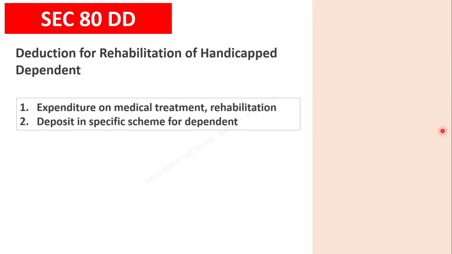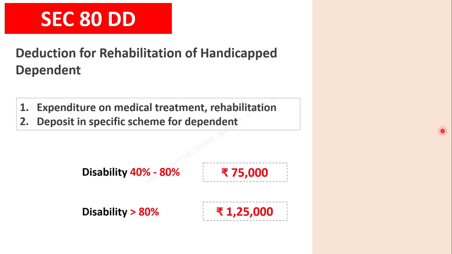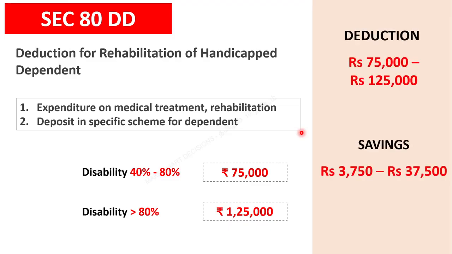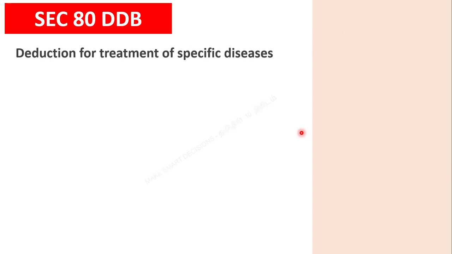Section 80DD. If you have any disabled or handicapped dependent, you can claim deduction on the expenditure that you incurred on their medical treatment, rehabilitation, or if you are keeping a deposit in a specific scheme for the dependent, you'll be able to get deduction. And this deduction is dependent on the amount of disability. If the disability is between 40% to 80%, it is 25,000. If the disability is more than 80%, it's 1.25 lakhs. Hence, the maximum tax savings you can get is around 37,500 via this section.